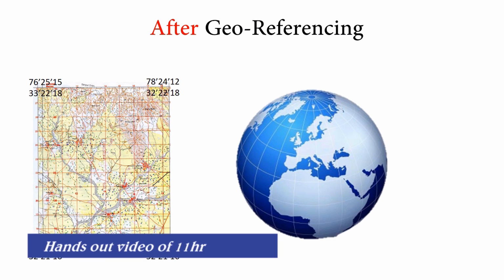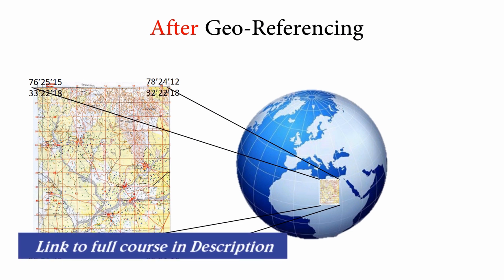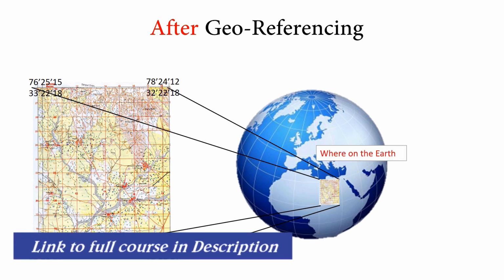So what happens after georeferencing? Your computer already knows about the Earth, but after georeferencing, your computer knows where your study area is on the Earth. So this is all about georeferencing. It shows where it is on the Earth.